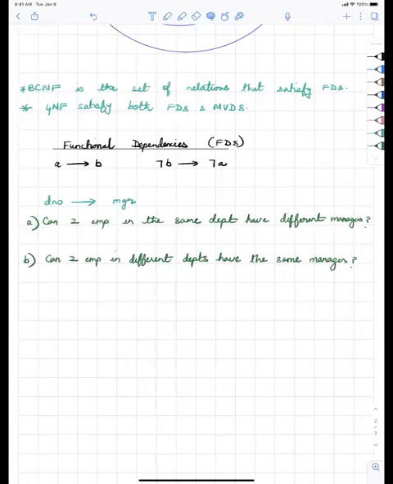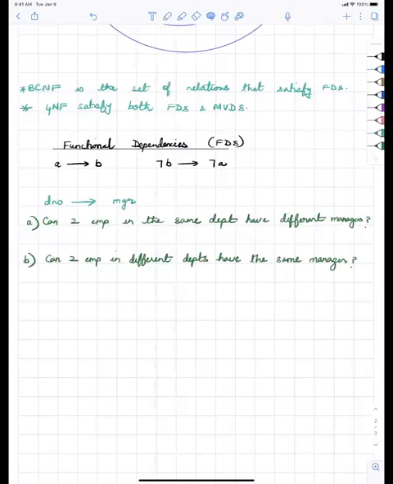So we are given the functional dependency DNO determines the manager. What would the answer to the first question be? Yes, no, or cannot be determined by this information. Can 2 employees in the same department have different managers? So the department number is the same. Can they have different managers? Someone said no? Yeah, no.